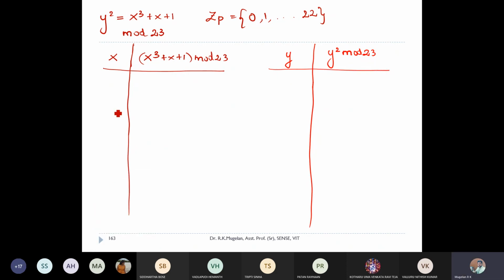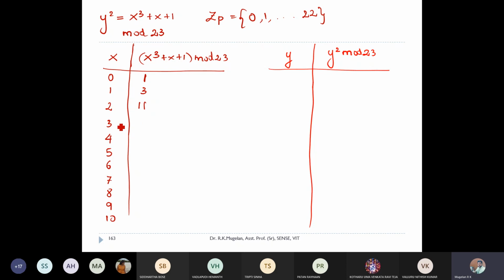Right. Now I'm substituting x from 0, 1, 2, 3. Actually, we have to solve up to 22, but for understanding, I'm starting with 1. If I substitute x equal to 0, I'll be getting 0 cube plus 0 plus 1, so 1 mod 23 is 1. Next, I substitute 1: 1 cube plus 1 plus 1, 3 mod 23 is 3. Okay, 2 cube is 8, 8 plus 2 is 10, 11, 11 mod 23 is 11.